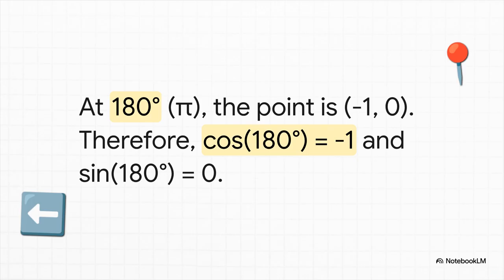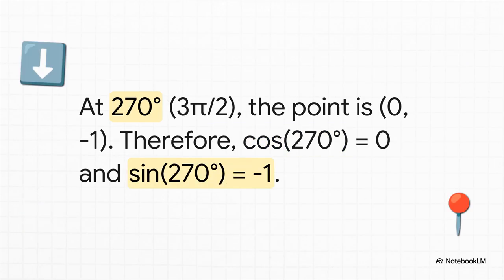All right, let's keep going. Let's rotate all the way to 180 degrees. Now we're on the far left side of the circle. What are the coordinates there? They're -1, 0. So what does that mean? It means the cosine of 180 degrees is -1, and the sine is 0. Suddenly, our trig functions can be negative. The game has totally changed.